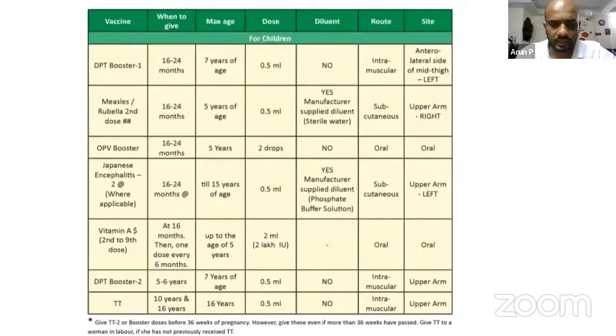Then every 6 months up to 5 years, 2 lakh international unit. Then 16 to 24 months, you give DPT booster, OPV booster, MR second dose, and JE second dose in case of endemic areas. The second DPT booster is given at 5 years of age. Pregnancy, remember, it is no more TT, it is TD, tetanus and diphtheria.